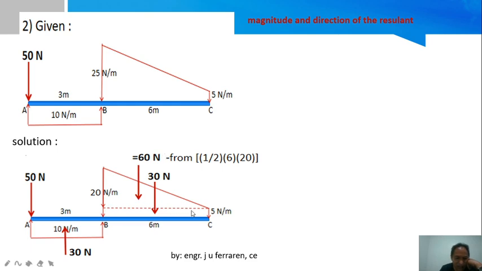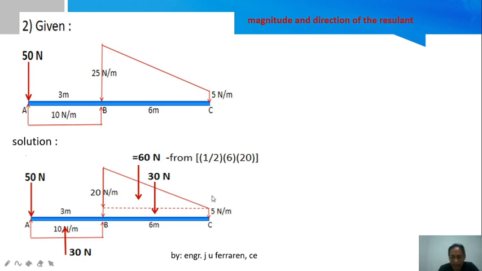Being a triangle, that resultant will be acting at the centroid. Previously, there was a figure shown that the location from the end will be 1/3. So what is 1/3 of 6? This is 2, and that is 4.